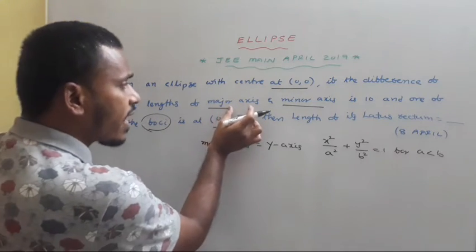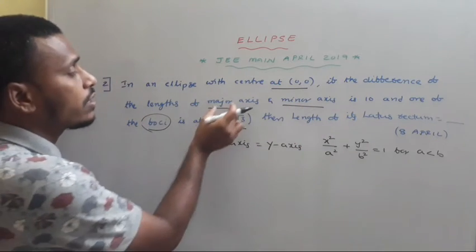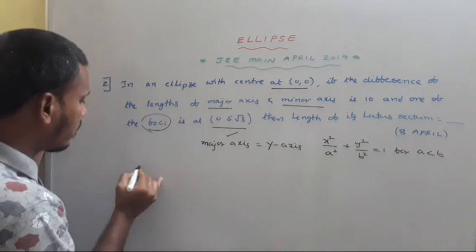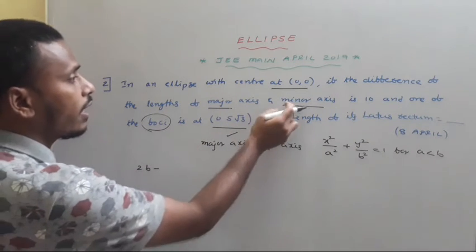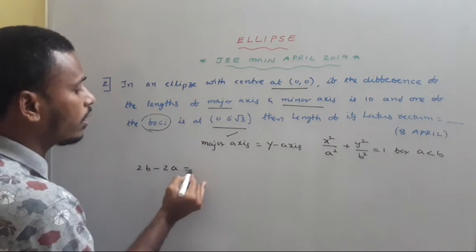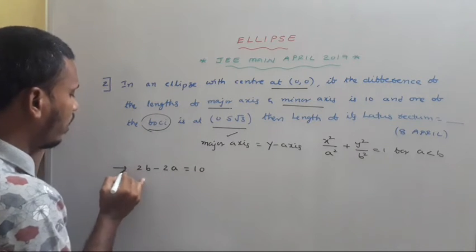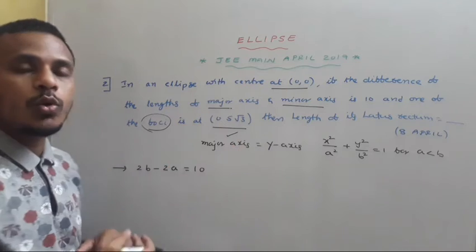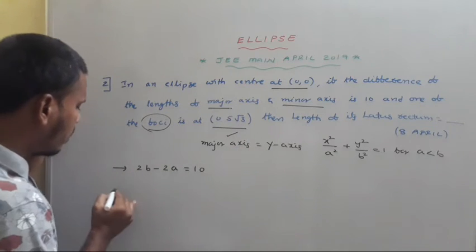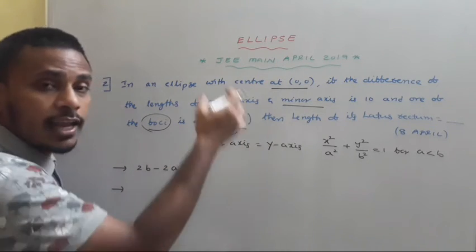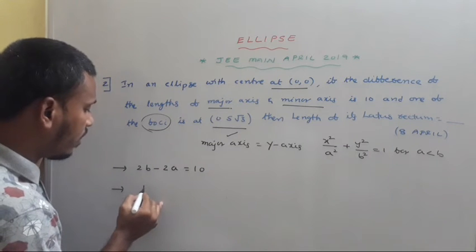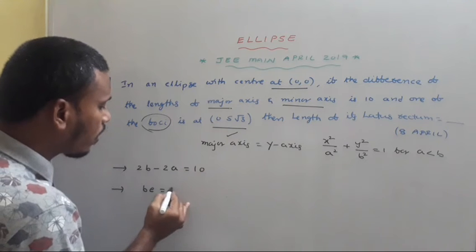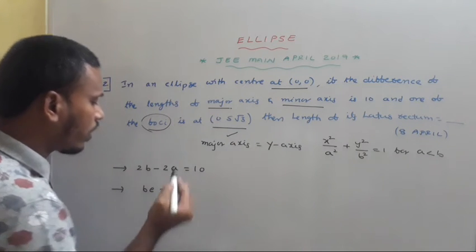See, length of major axis and length of minor axis. Now in this case, what is the length of the major axis? Length of major axis is 2b minus length of minor axis 2a, that is equal to 10. This is one relation from the given problem. And the other thing, one of the foci is at 0 comma 5 root 3. So since the major axis is along the y-axis, the foci point is 0 comma plus or minus be. So its y coordinate is 5 root 3, so be is equal to 5 root 3.